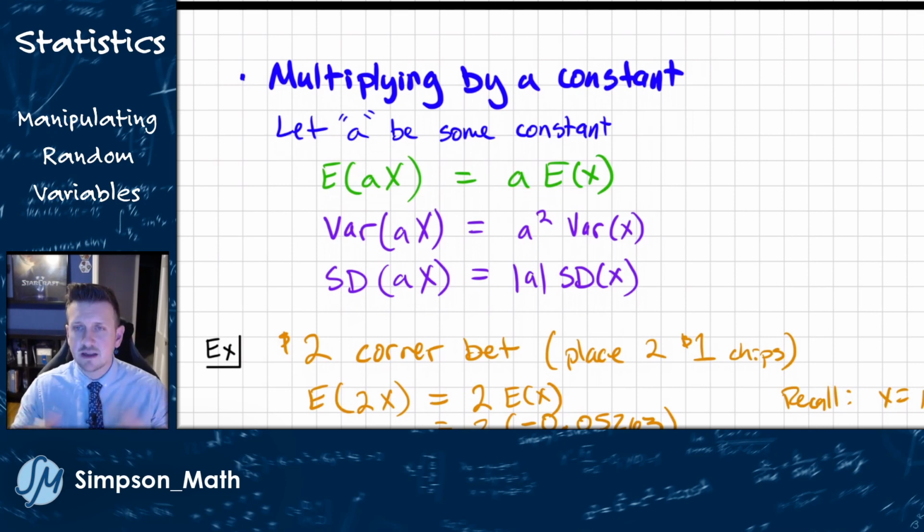So again, if I'm multiplying a times my variable x, how would that change my spread? Well, if I'm trying to find the variance, this a can come out, but it needs to come out as a square because this variance is a squared world. The standard deviation, the a can just come out as well, but we do need to make sure that it's positive.